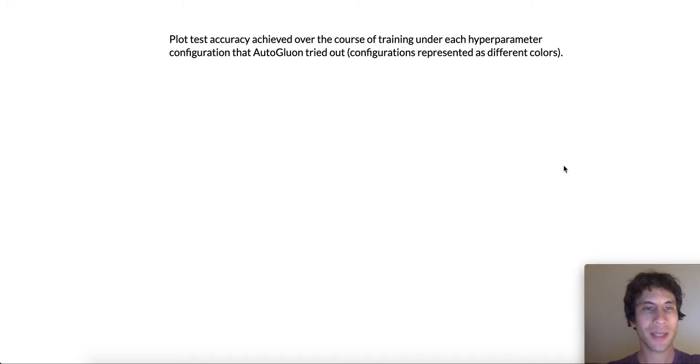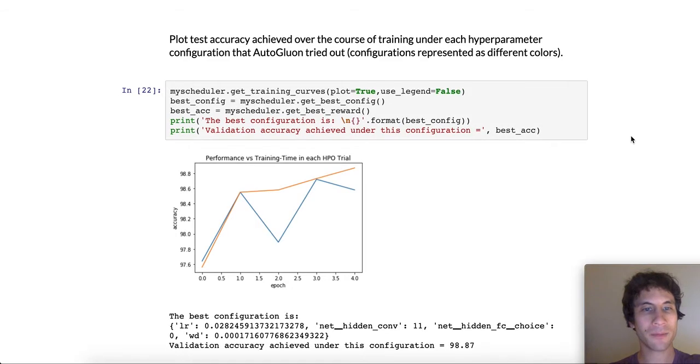We can plot the test accuracy achieved over the course of training because we stored it in the reporter after each epoch. And we can plot this now under each hyperparameter configuration that AutoGluon tried out. Here the different hyperparameter configurations are represented in different colors. And you can see that the better configuration is the orange one, shown down here after the 4th epoch. And the validation accuracy achieved under this configuration was 98.9% accuracy.